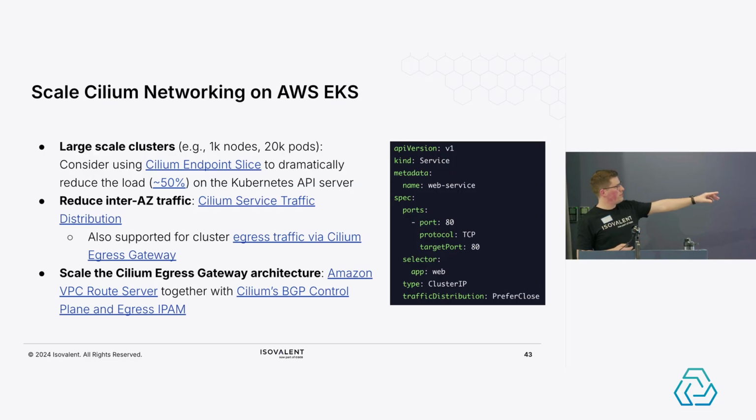So, for example, if you configure your Kubernetes services like you see here on the right-hand side, there you can configure a so-called traffic distribution. And for example, if it's set to prefer close, it always tries to select the backend of the service which is in the same availability zone, if available. If it's not available, obviously, it still switches to the other backend for fault tolerance reasons.